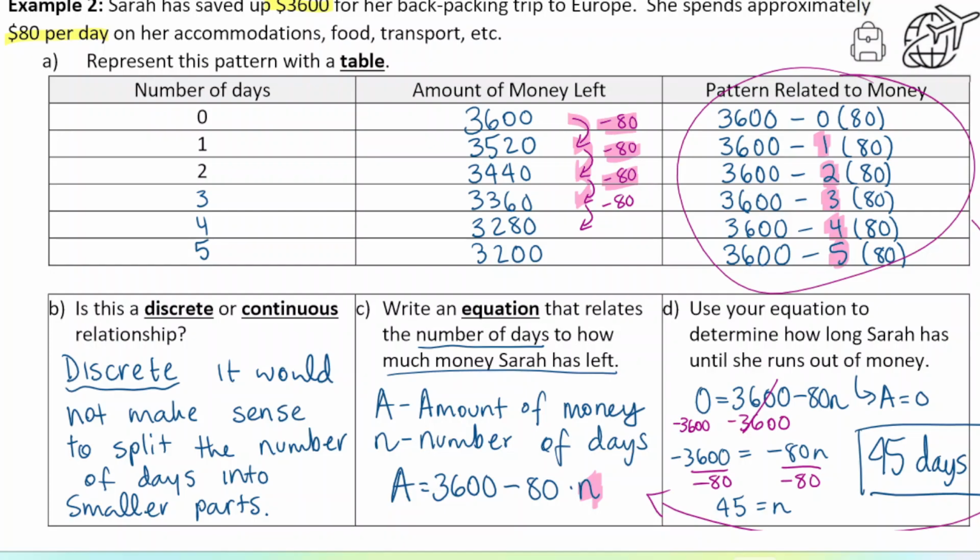Okay, so just a little quick recap. We saw 2 patterns here. One was continuous, where it made sense to split up the time into smaller increments, and one was discrete, where it did not make sense to split up the data into smaller increments. And then we represented our patterns in different ways. We used a table, we used an equation, and then in the next lesson we'll see some other ways that we can represent these types of patterns.